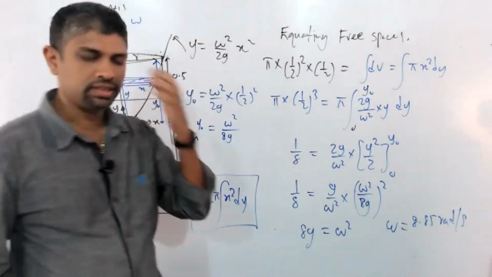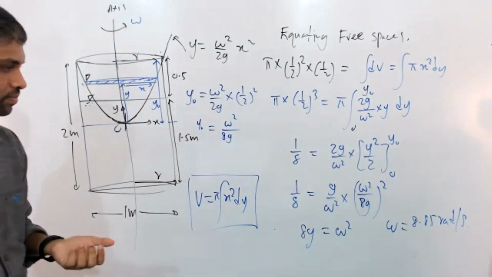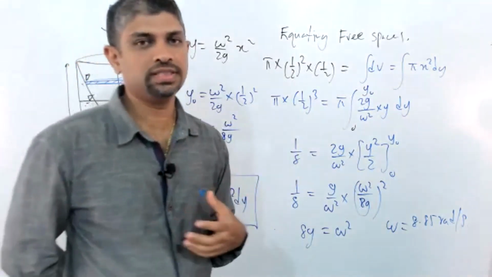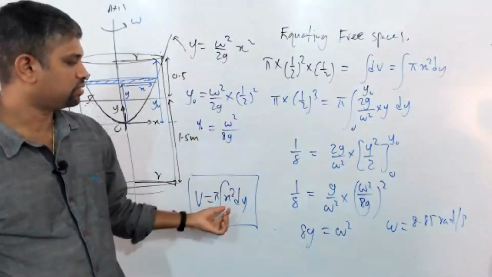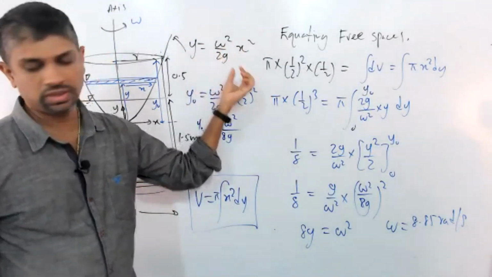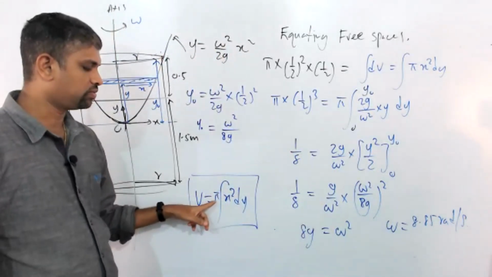There are a lot of calculations and all, right? You have to spend time on these questions. You have to analyze, and theoretically, this is the only equation that you have to use: y is equal to omega squared over 2g x squared. This is clear, right? You can remember this equation. V is equal to the integral of pi x squared dy.